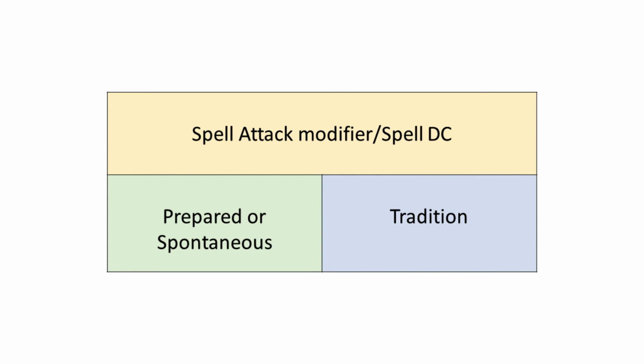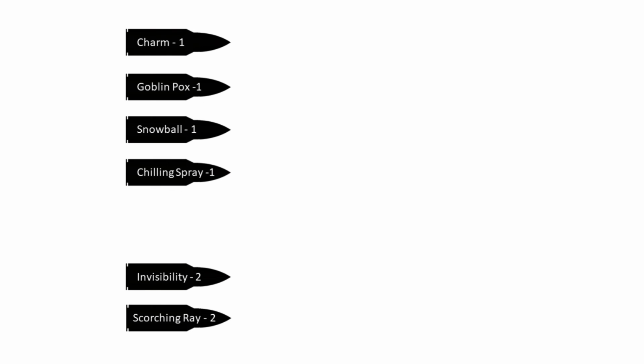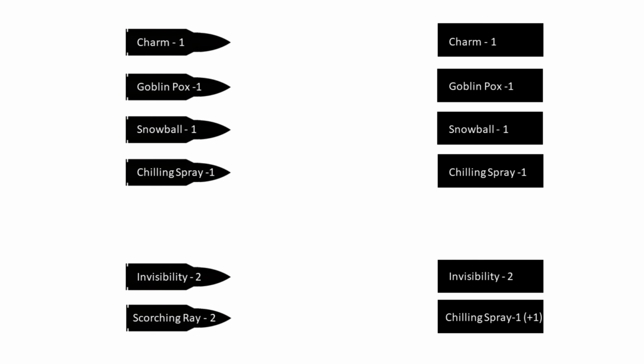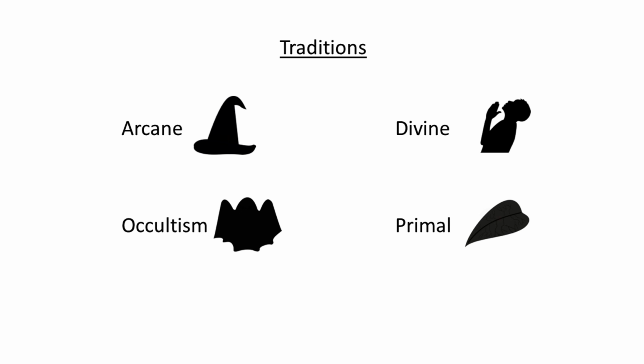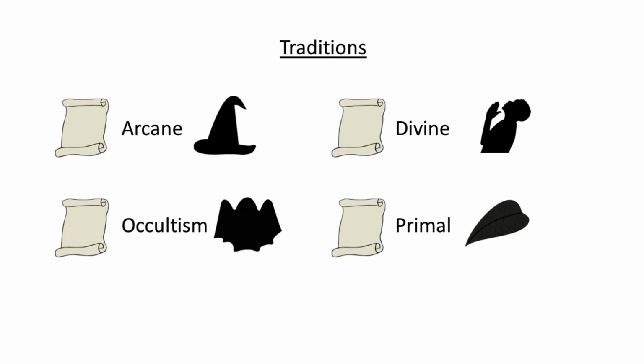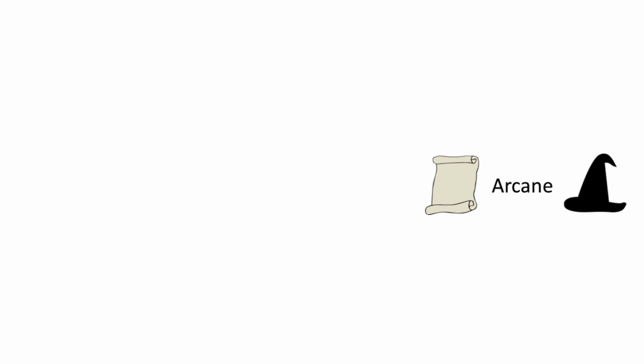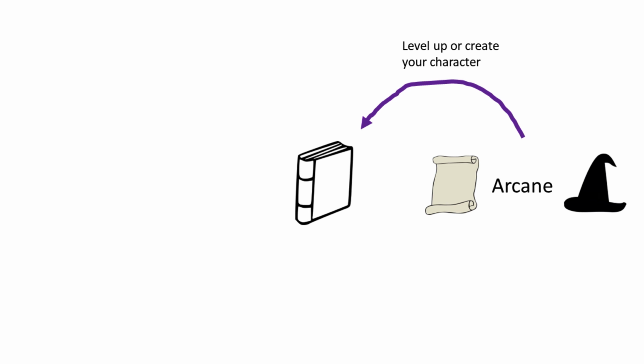Now let's talk about the last thing, your tradition. For both prepared and spontaneous casters, you need to know how you get access to these spells. How does this happen? It has to do with your tradition. There are 4 traditions. Each tradition has its own spell list. Let's say you chose Arcane. You might have access to a spellbook or patron. Every time you level up or create your character, you'll have to choose what spells from the Arcane spell list go into your spellbook or patron.